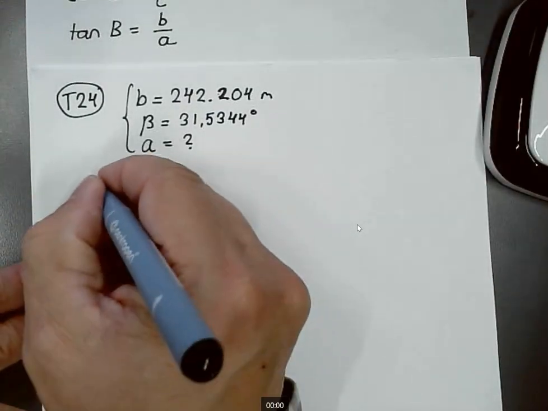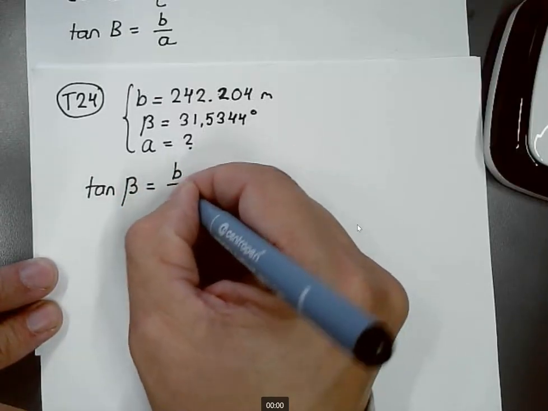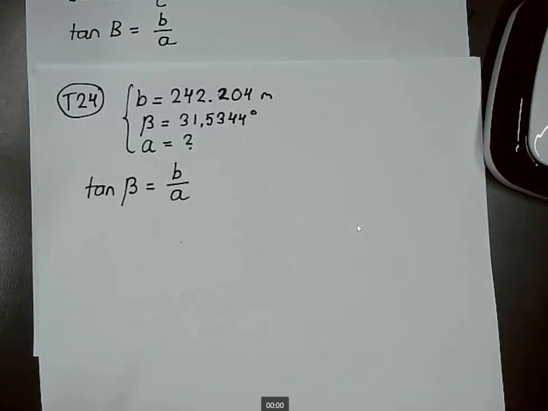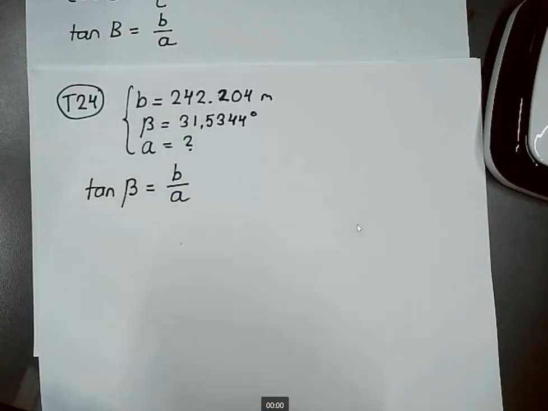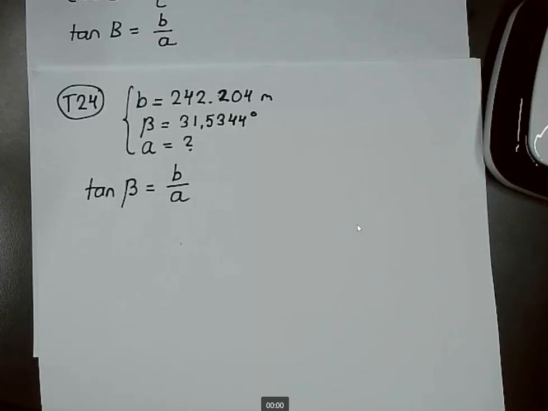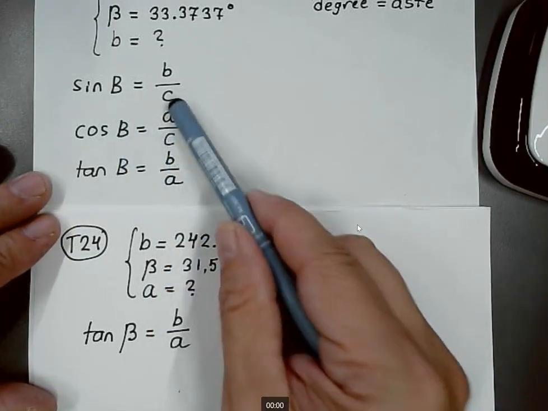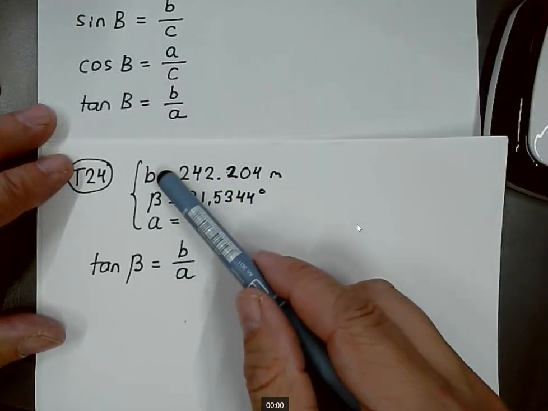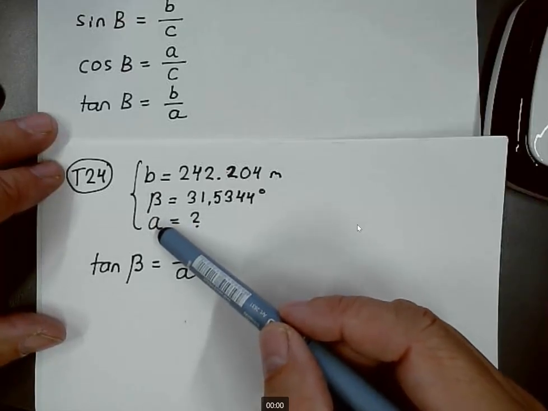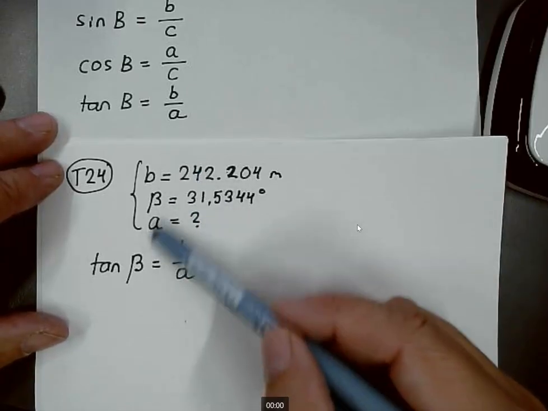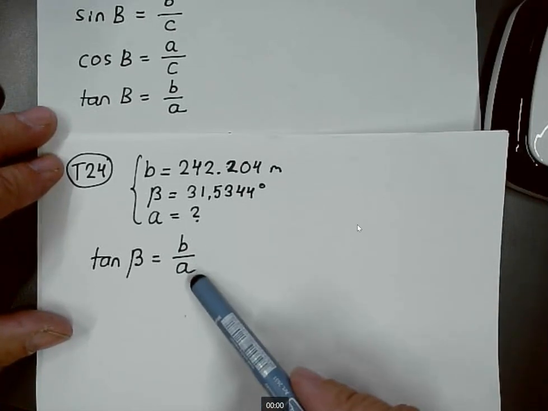We have tangent beta equals B divided by A. If we have A and B in the problem, it will always be the tangent function, because in sinus and cosinus there always is C, and if we don't have C in this problem, or C is not unknown, then we don't need sinus or cosinus. The only possibility is to use the tangent.